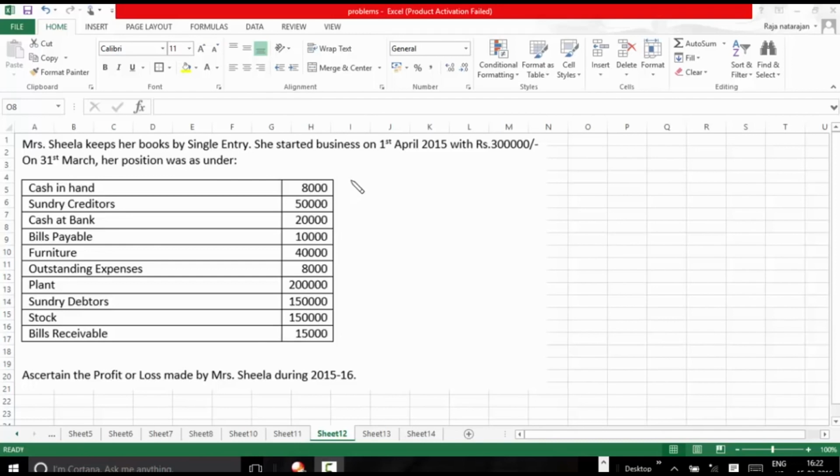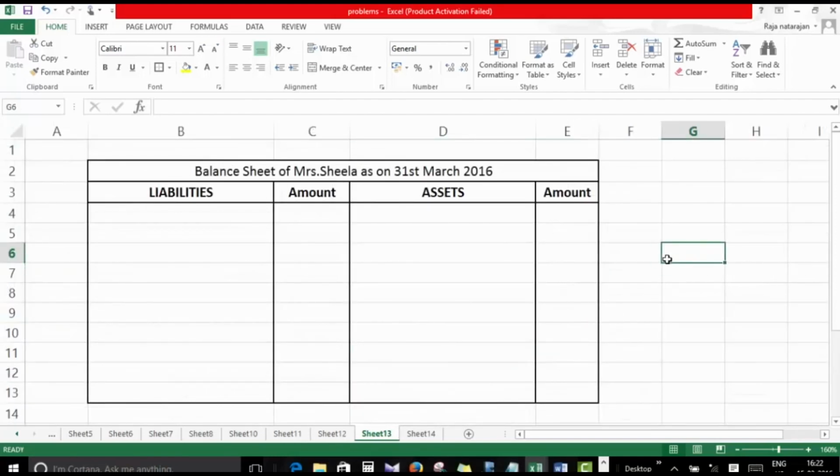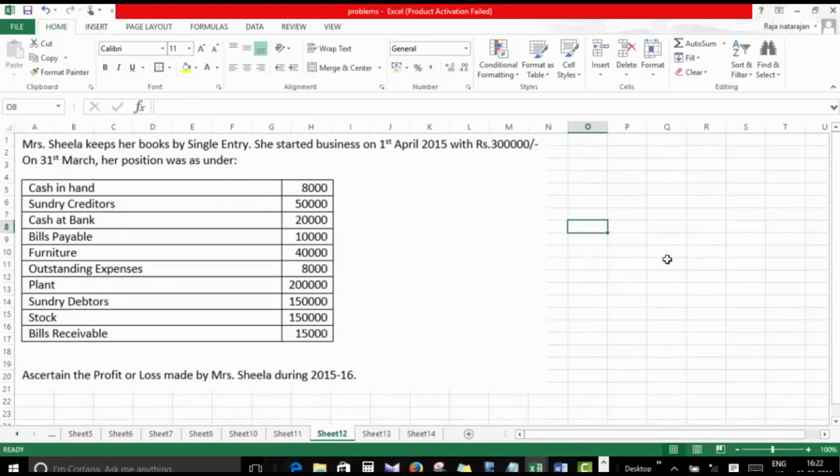So we'll prepare a small balance sheet. Let me show you the structure. I'm going to follow this horizontal format. In practice, you cannot come across a horizontal format for corporates. Sole proprietors and partnerships still follow this horizontal format. So this is the format which I'm going to adopt: liabilities and assets. Okay, so we'll see one by one.